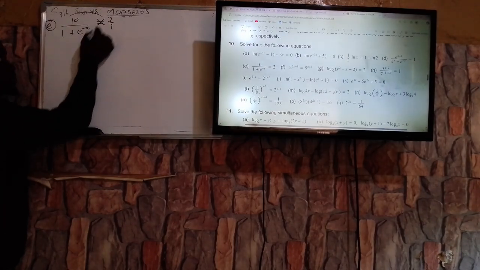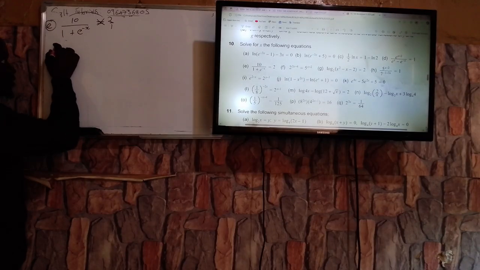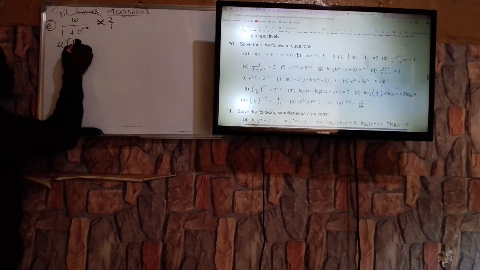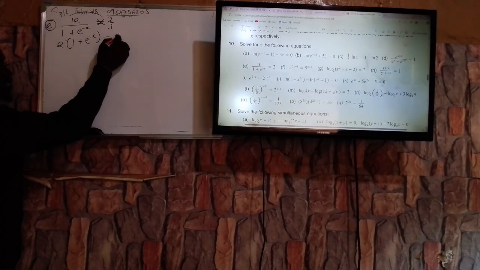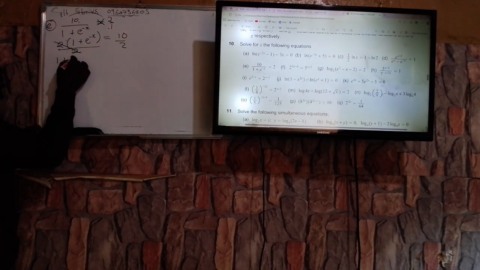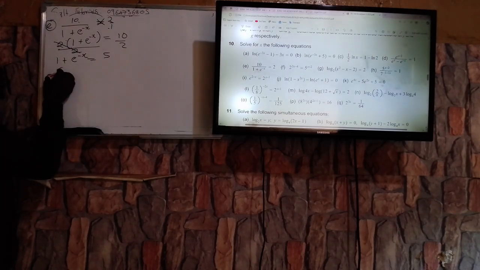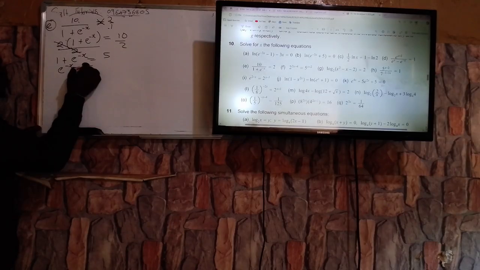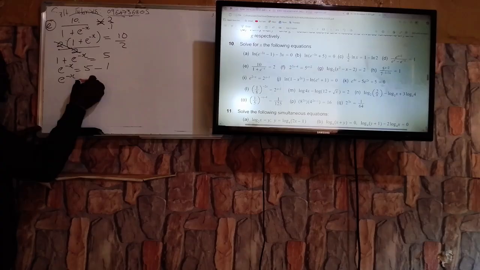We can cross multiply from there. This times this, I'm going to have 2 open bracket 1 plus e power negative x to be equal to, this times this is basically what? A 10. Delete this 2 by dividing, multiply by 2. This goes to mean that 1 plus e power negative x is equal to 5. 1 goes to the other side, becomes e power negative x is equal to 5 minus 1. E power negative x is equal to 4.